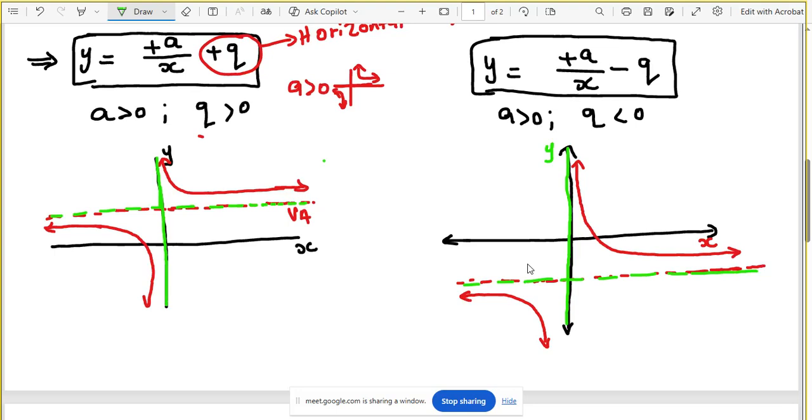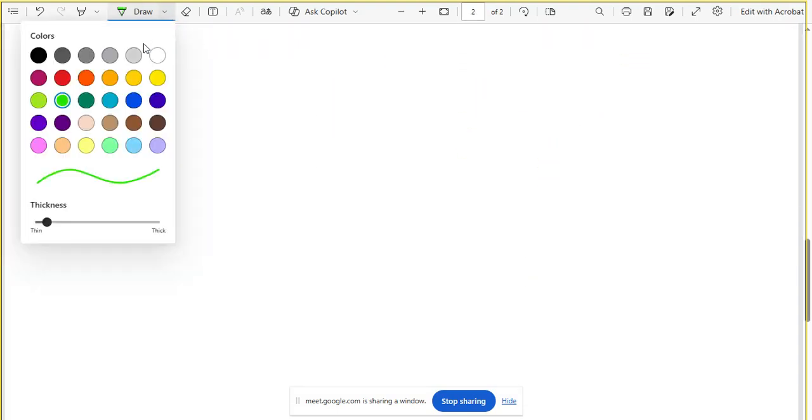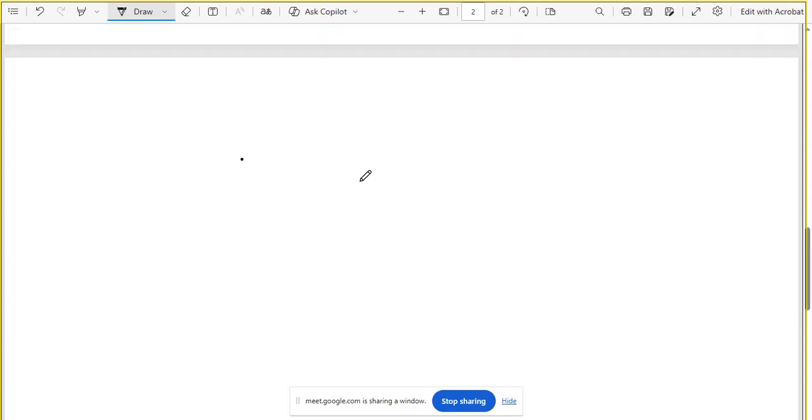Let's work with the value of A less than 0 so that you can see how they change direction, okay? One thing you need to know is that q is your asymptote. It moves the graph up and down. Let me just write this one. If I look at this one, this will be y equals minus a over x, and then this is minus q.